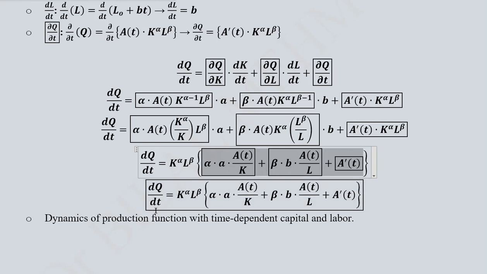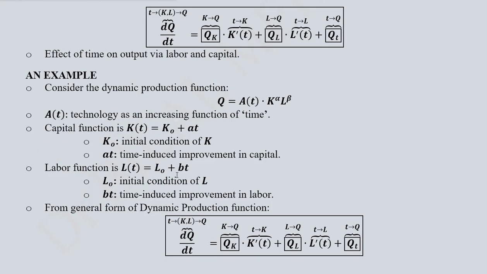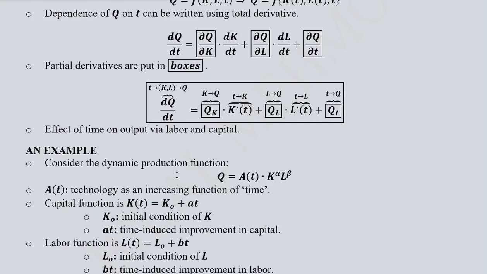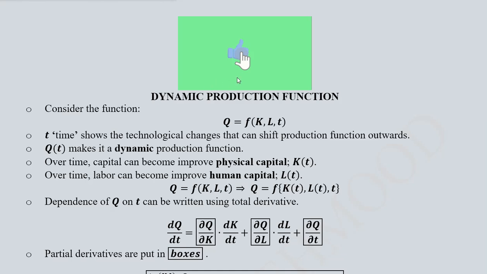So what you see is that the dynamics of the production function with time-dependent capital and labor is formulated here, because now the time is determining capital and labor, and finally the output. So in this way, the dynamic production function can be understood and can also be understood with the help of an example.